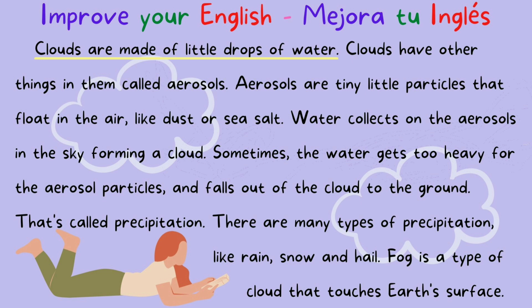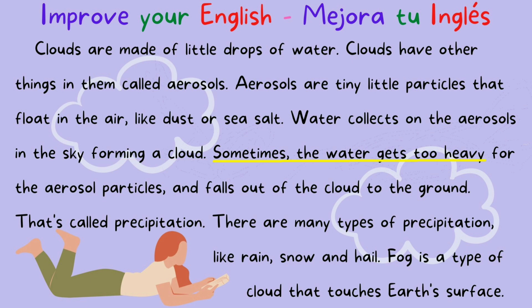Clouds are made of little drops of water. Clouds have other things in them, called aerosols. Aerosols are tiny little particles that float in the air, like dust or sea salt. Water collects on the aerosols in the sky, forming a cloud.